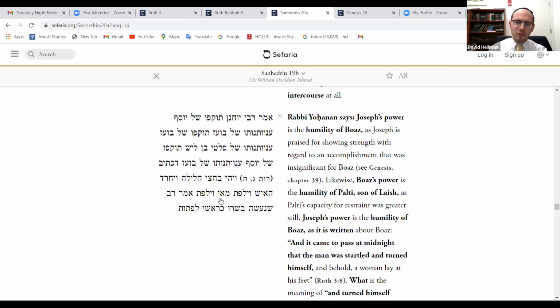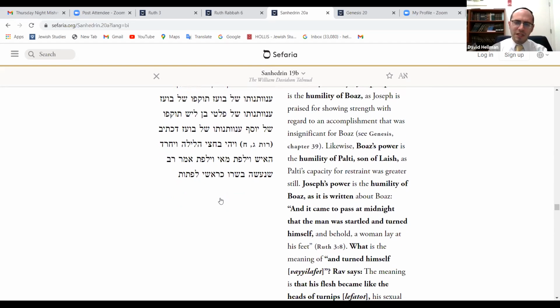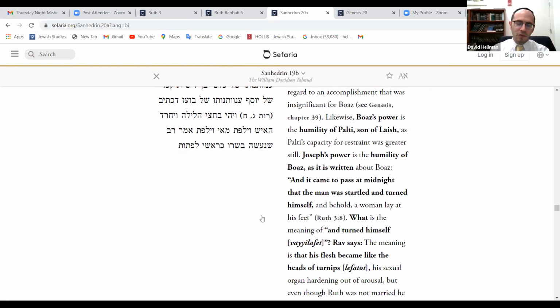The Gemara also is speaking in a modest way, but it means his flesh became like the head of a turnip, which means, we'll try to be modest, that he was physically aroused. He had to control himself, and he did. And Chazal sees that it was a stronger challenge than Yosef with Potiphar's wife. The same kind of challenge, but even stronger.